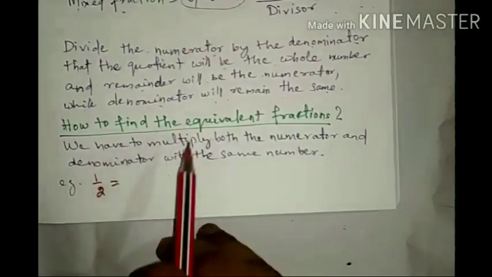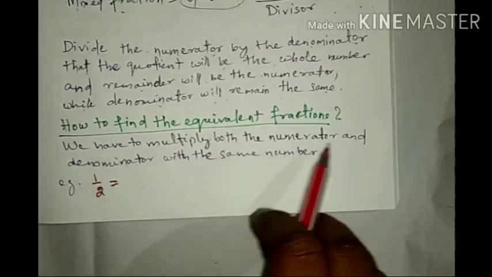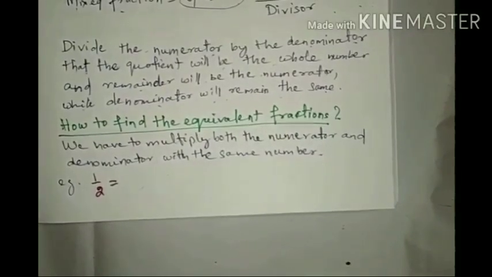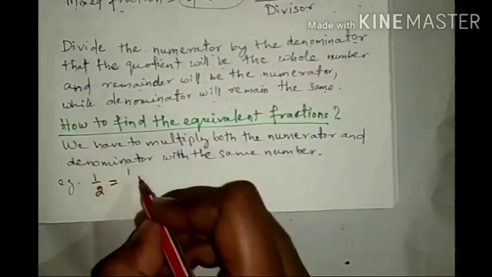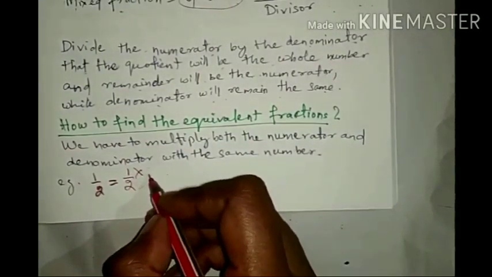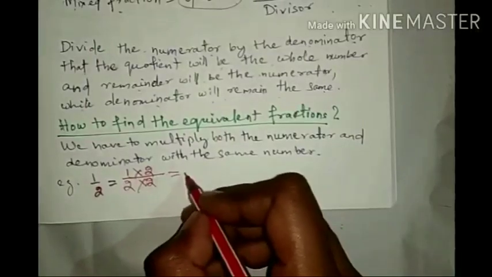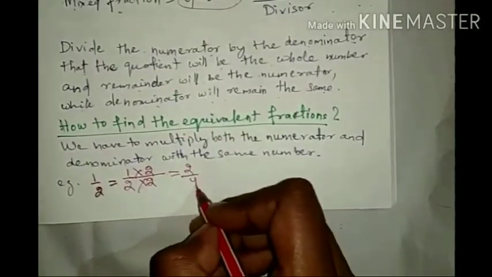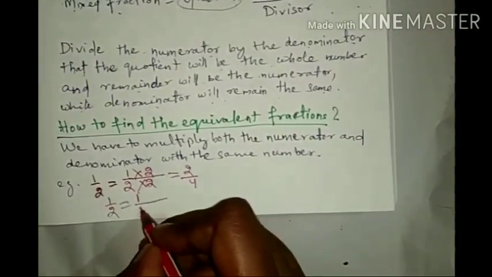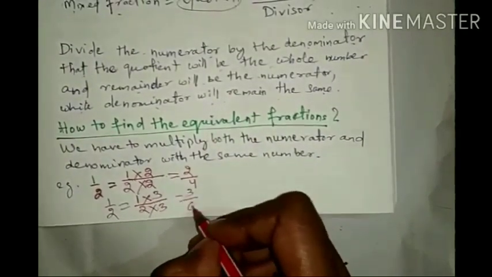Next is how to find equivalent fractions. Already I have told, again I am repeating, we have to multiply both the numerator and denominator by the same number. So I have 1 by 2, I'll convert it into an equivalent fraction. I multiply the same number with the numerator and the denominator. So 1 into 2 equals 2, 2 into 2 equals 4. Like that, 1 by 2, if I multiply by 3, what am I getting? 3 by 6.